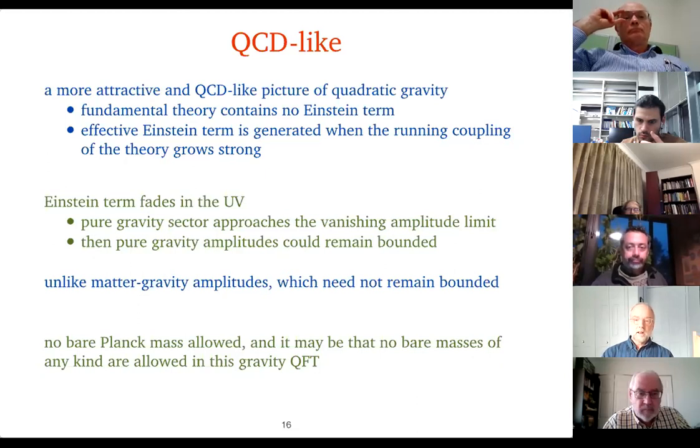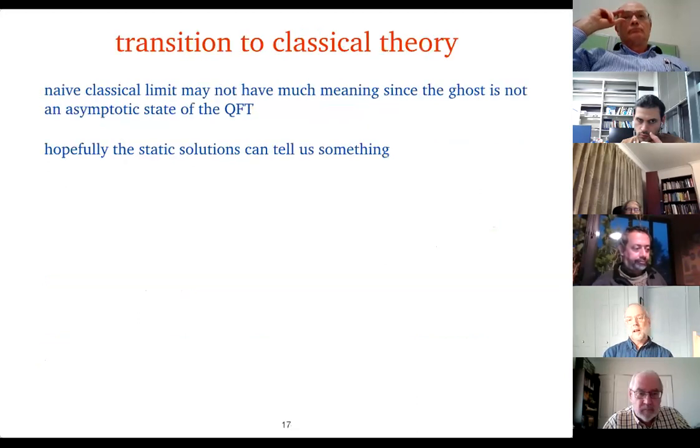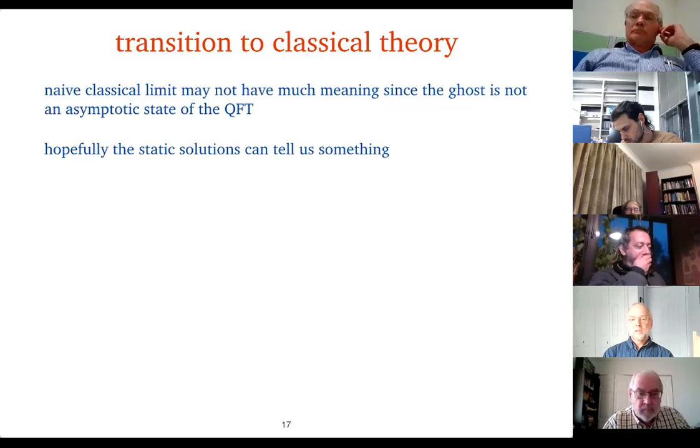Okay, so that's all I want to say about the quantum UV completion. Let's try to get back to the classical theory. Now, the naive classical theory may not have much meaning since the ghost is not an asymptotic state of the quantum field theory. Nevertheless, I'm going to go ahead anyway, and hopefully the static solutions can tell us something.